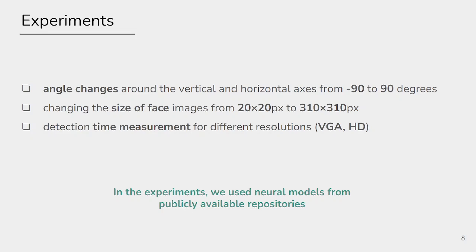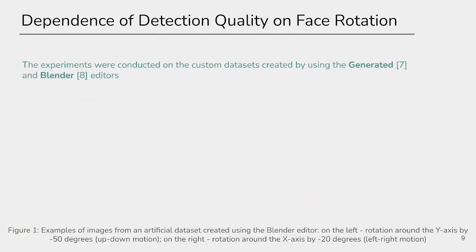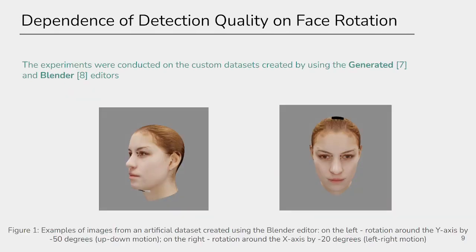In the experiments, we used narrow models from publicly available repositories. For the first experiment, a synthetic dataset was created using Blender software in which the face was translated into a 3D object and rendered with a rotation of 1 degree from -90 to +90 degrees.